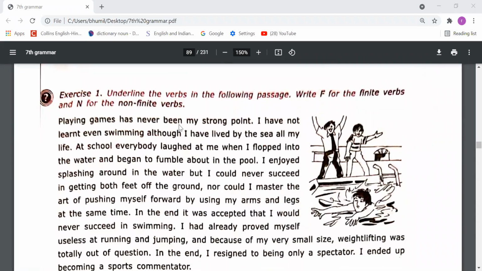Now, dear students, this exercise, you need to raise your hand if you know the answer. Let's read the question first. Exercise 1. Underline the verbs in the following passage. Write F for the finite verbs and N for the non-finite verbs. So dear students, in this passage, you need to find out the verbs. And then you have to let me know whether that verb is finite or non-finite. I will let you know the verbs. Just you have to tell me whether it is finite or non-finite.